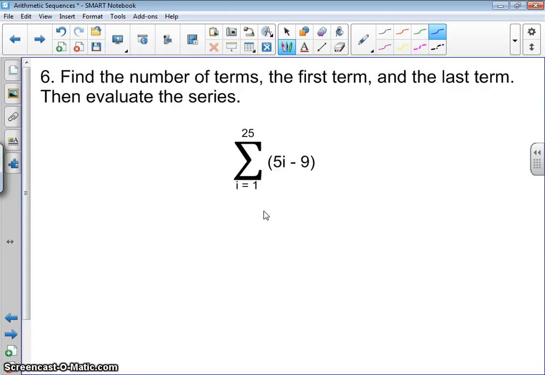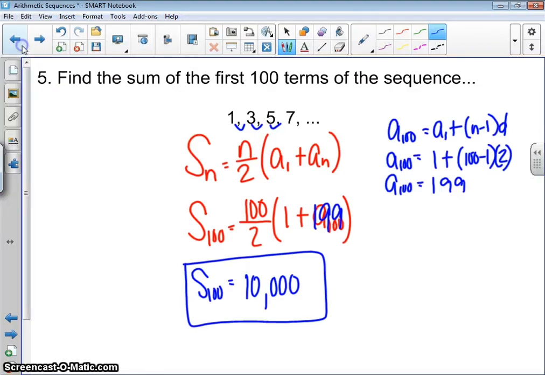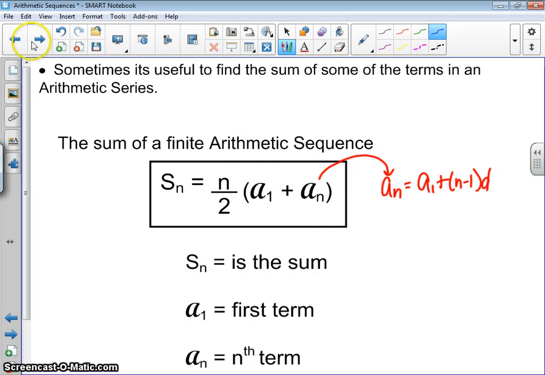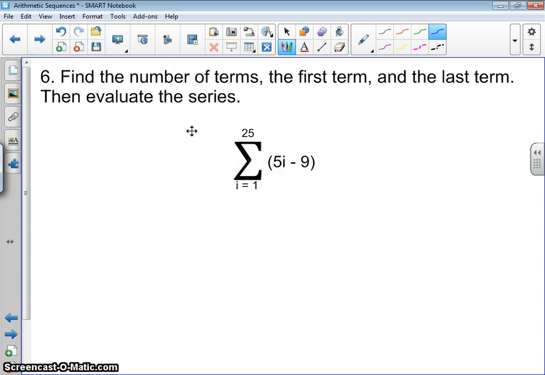First of all, I would need to generate a few terms to make sure this is arithmetic and that I could use that sum formula, because unless this is an arithmetic sequence, I cannot use this sum formula. This sum formula is only for an arithmetic sequence. So I'm going to just generate the first couple of terms here to make sure I can do that. So 5 times 1 is 5, minus 9 would be negative 4. 5 times 2 would be 10, minus 9 would be 1. 3 times 5 would be 15, minus 9 would be 6.